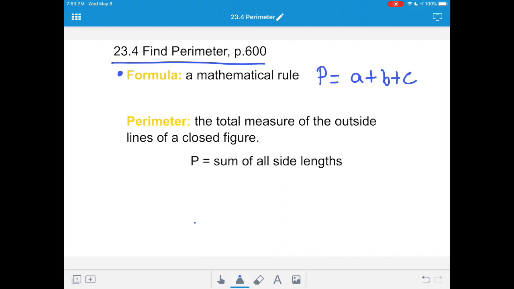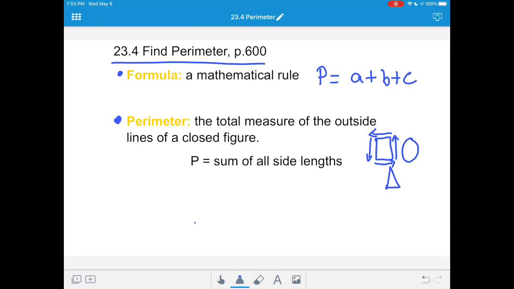The next definition that I'd like you to write down is the definition for perimeter. That's our focus for today. The perimeter is the total measure of the outside lines of a closed figure. So for example, a square, a circle, a triangle, the perimeter would measure the total distance of all the sides put together. So side 1, side 2, side 3, side 4. That the perimeter is found when you add all of those distances together.